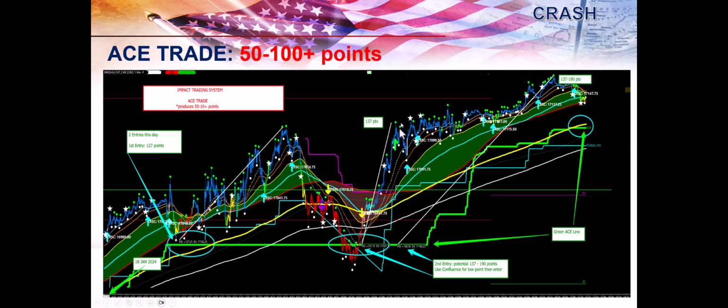If you held on to it or took some profit off and added to it at our shark line here, then you could have carried it all the way up to 190 points from the first entry point. So this second entry gave us 137 to 190 points. We had multiple points of confluence down here, which again we'll talk about in another briefing.